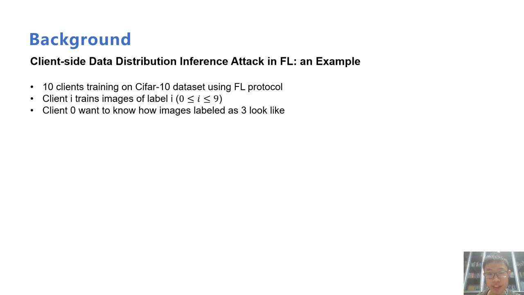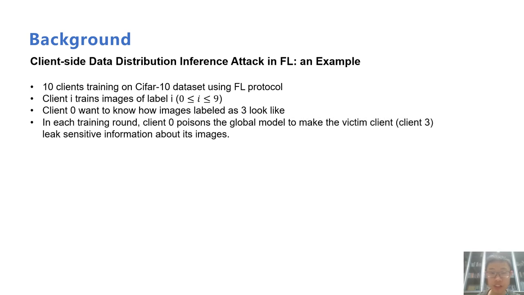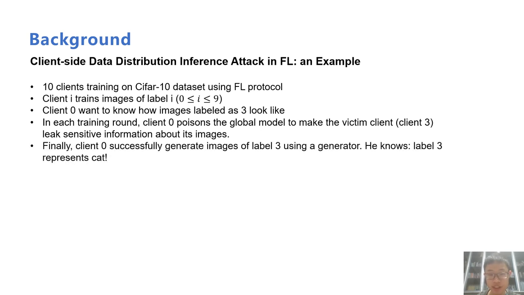Client 0 is malicious and he wants to know how images of label 3 look like. In each training round, client 0 poisons the global model to make the victim client 3 leak sensitive information about its images. Finally, client 0 successfully generates images of label 3 using a generator and he knows label 3 represents cat.